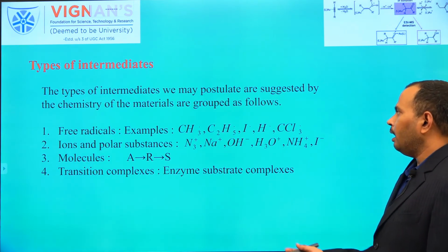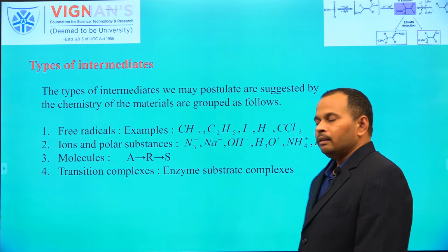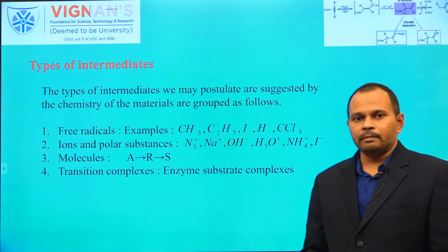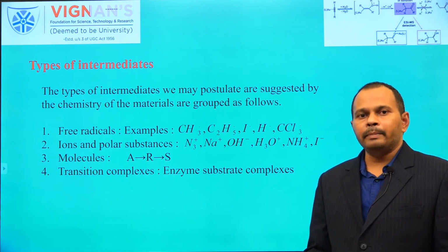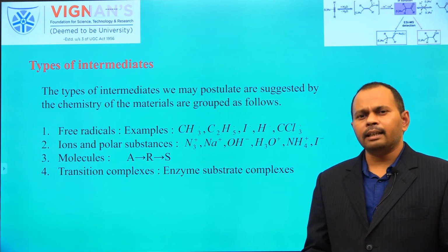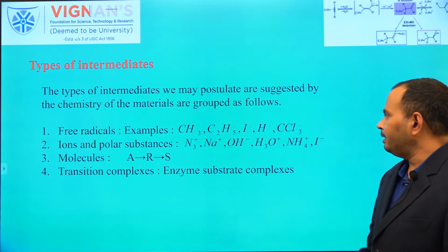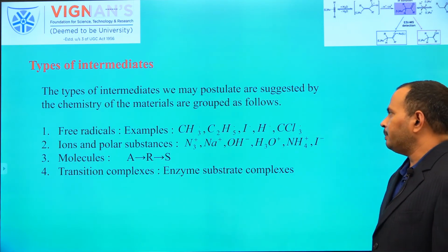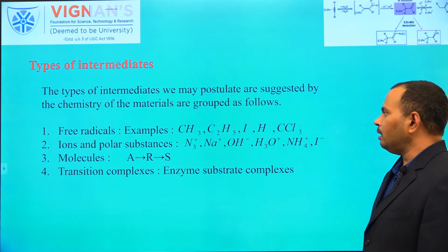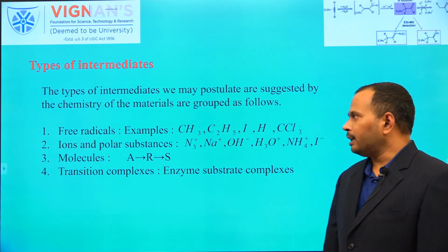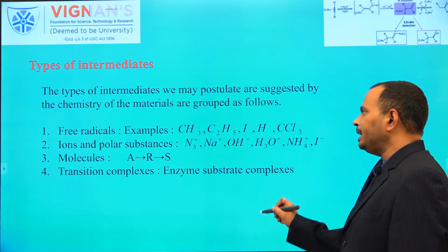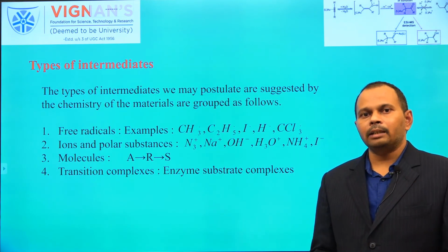And second one, ions and polar substances. That means electrically charged atoms, molecules or fragments of molecules that carry a positive or negative charge are considered intermediates in the reaction. Examples are Na plus, OH minus and so on. The third one, molecules. These are intermediate molecules, which are highly reactive in the reaction.